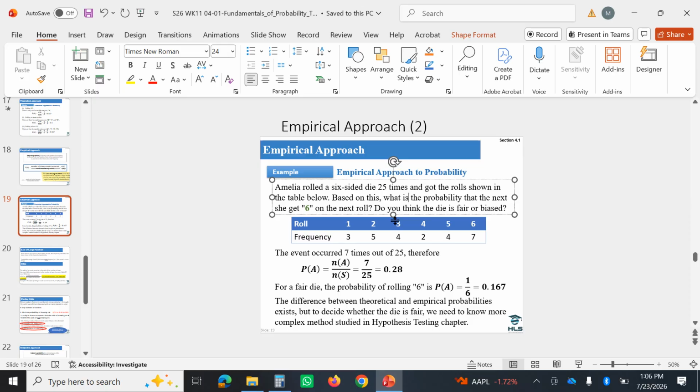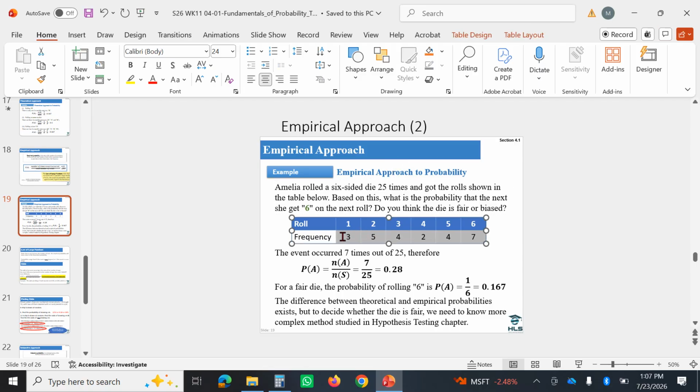Do you think the dice is fair or biased? So here, the event occurred 7 times out of 25. What are we talking about? Rolling a 6, right? Because that's what the question is asking for. Based on this, what is the probability that the next roll will be a 6? Well, rolling a 6 occurred 7 times out of 25. So here, the empirical probability states that rolling a 6 is 28%. 7 divided by 25 total, right?